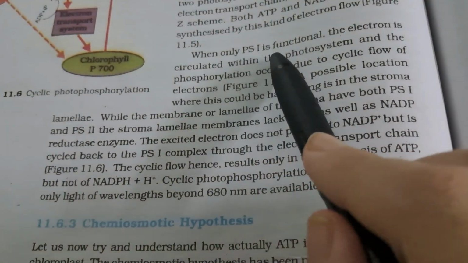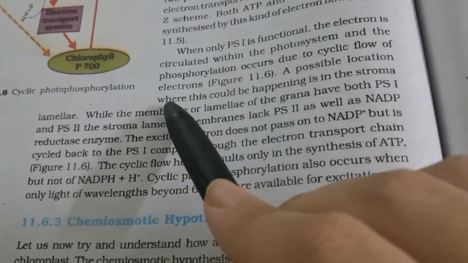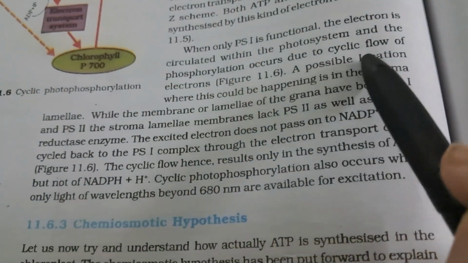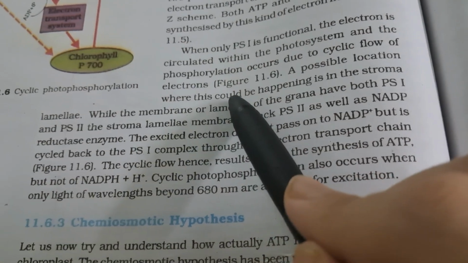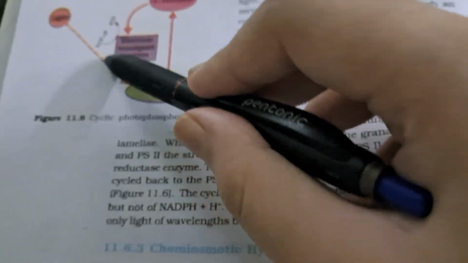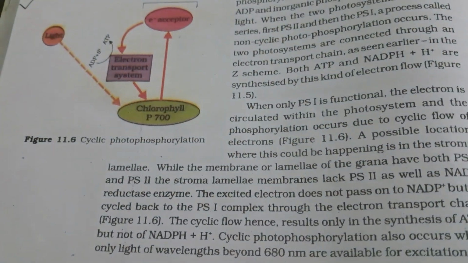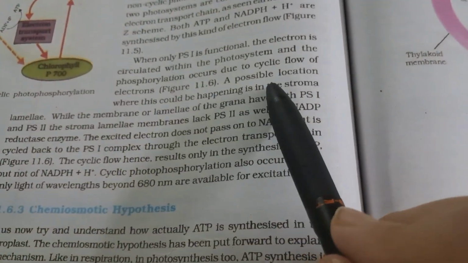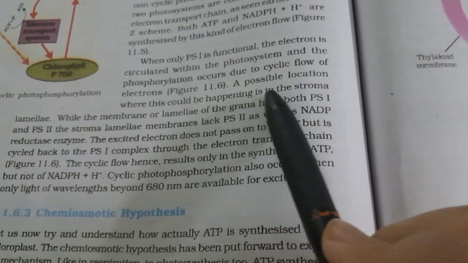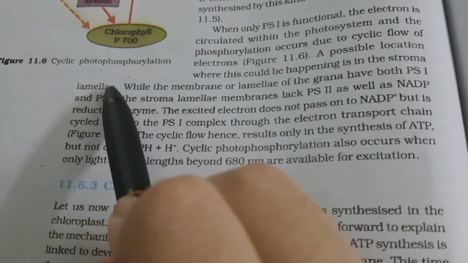When only PS1 is functional, the electron is circulated within the photosystem and phosphorylation occurs due to cyclic flow of electrons. So here the cyclic flow of electrons will take place from PS1. It will go this way and then come back to PS1 again. A possible location where this could be happening is the stroma lamella. Very important location.